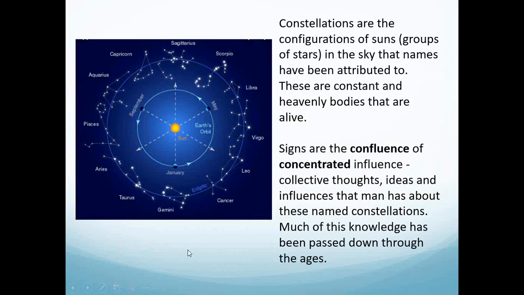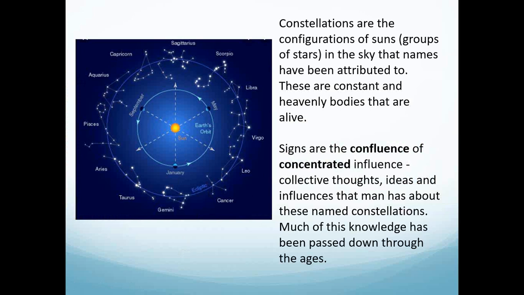Okay, so here's just another depiction of something that we're talking about. Constellations are the configurations of suns or groups of stars in the sky that names have been attributed to. Now, a constellation is two or more suns. I mean, think about that, two or more suns. So a constellation has a tremendous amount of magnetic power to it. And when you think of our sun, every constellation is a minimum of two suns. We call them stars, but a star is a sun.